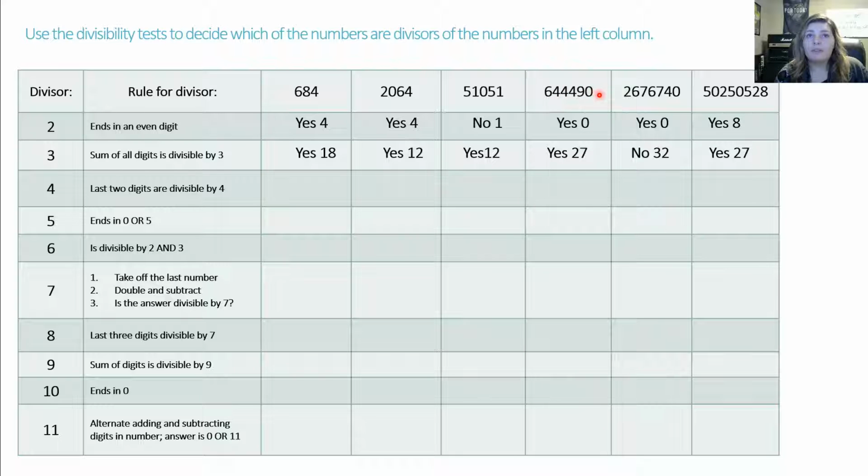The sum of all of these numbers here is 27, so yes. Here's one. The sum of this number here is 32. 32 is not divisible by 3. And then so on and so forth. The sum here of these digits is 27, and it is divisible by 3, so we'd of course put yes.